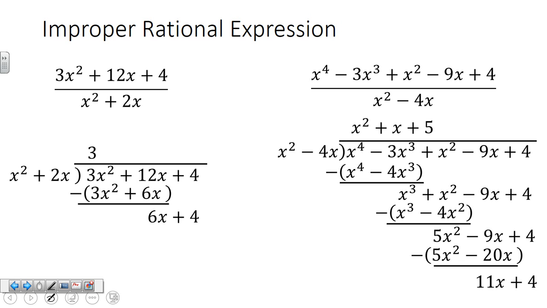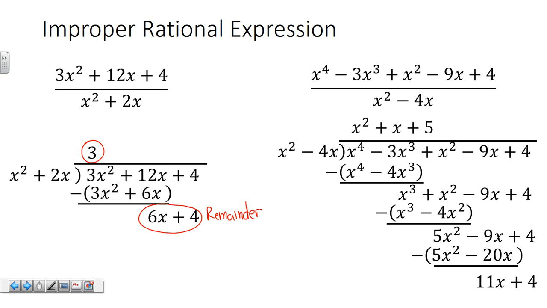Here's my two answers. Maybe it sends you screaming into the night, but the first thing I do is I find out what these fractions equal. This one on the left, what I've got is a whole number, so I can say that it's equal to 3, and then this stuff right here is a remainder. So what I really need to do with this remainder is put it over the original denominator. So this first fraction is equal to 3 plus 6x plus 4 over x squared plus 2x. So that's now a proper fraction, and that proper fraction at the end, that's what I have to decompose. I don't have to decompose the 3.